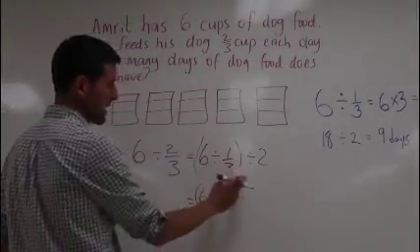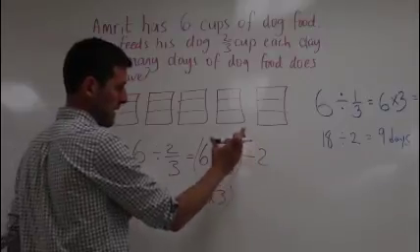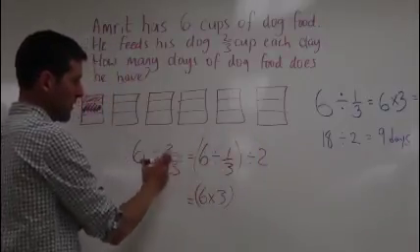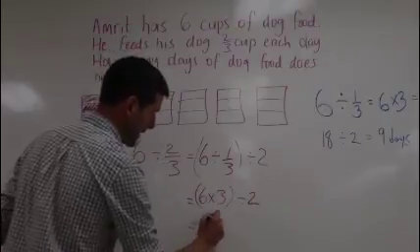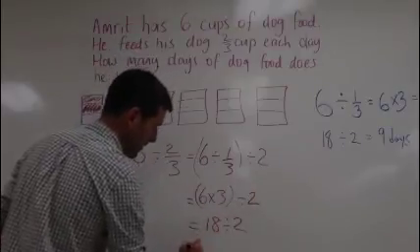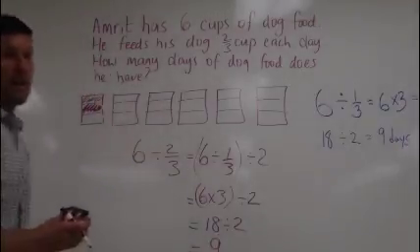So the thing is that our serving size has doubled from 1/3 to 2/3. So the number of days is going to half. So then we've got 18 divided by 2. And so the final answer is 9.